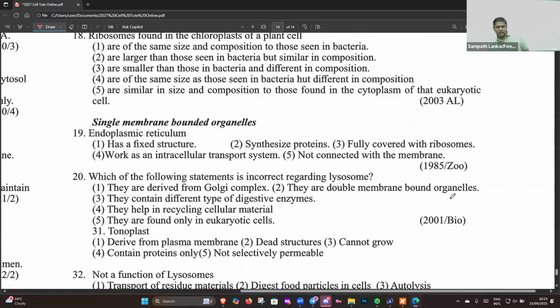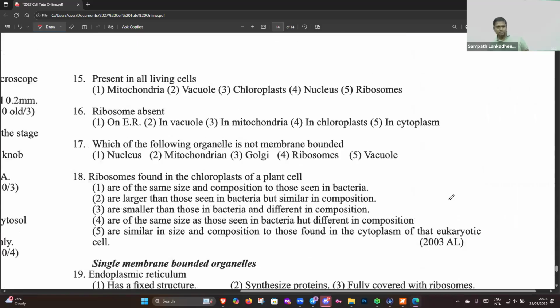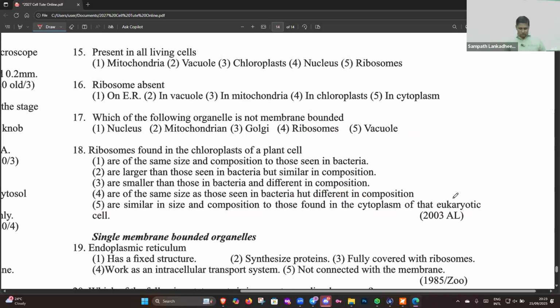Page number 15. Question number 15. Present in all living cells, no doubt, that's ribosome. Then ribosomes absent on ER? No, it's present. In vacuole, that's correct. They are never ever present in vacuole. So we can take the second as the answer.